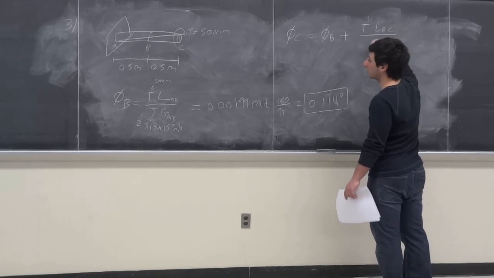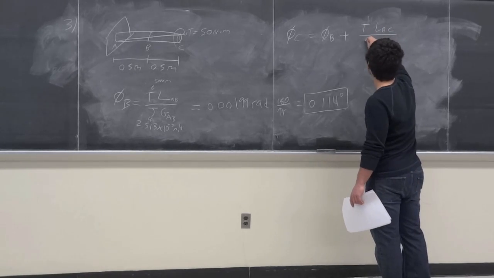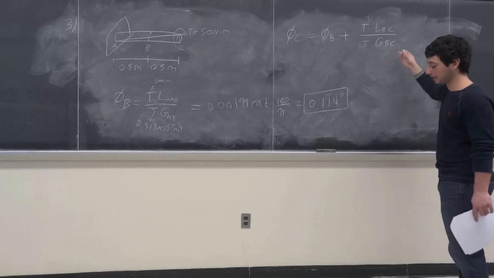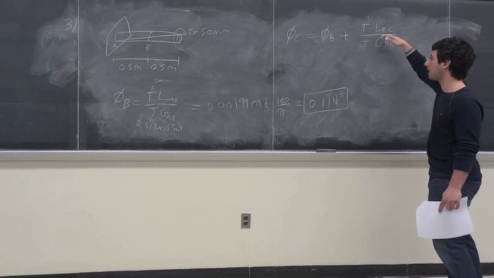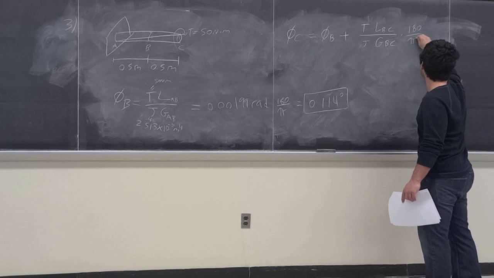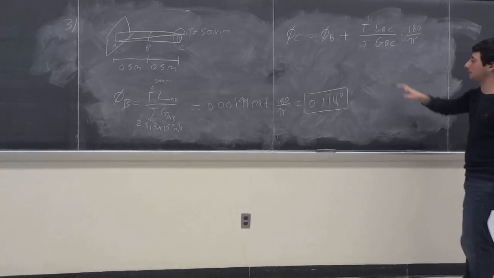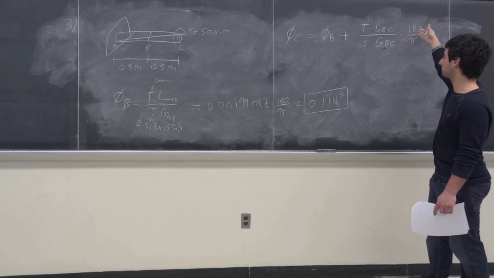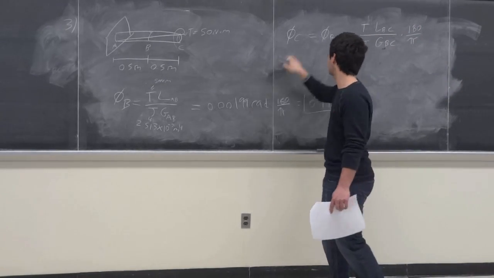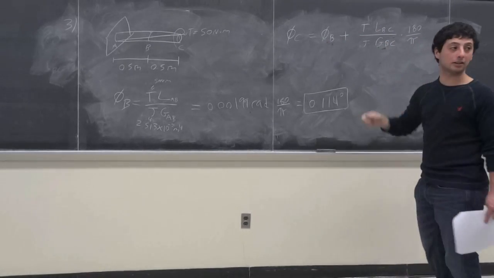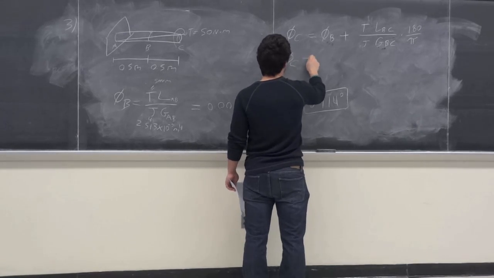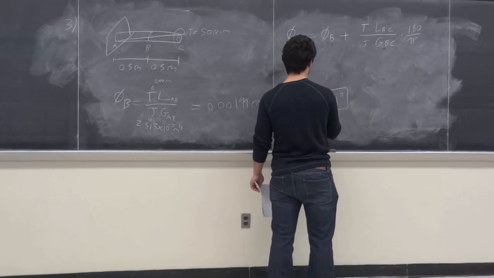So it's TL_BC over JG_BC. Remember, you're going to get radians here, so you have to multiply this by 180 over pi. This is going to give you radians, so you have to convert into degrees since we have the other term in degrees. Or you could just leave it in terms of radians and at the end convert it into degrees. Okay? So the angle of twist at C is this value. I'm leaving it in terms of degrees.